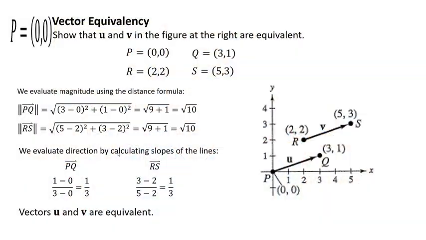Welcome back. Well, this is another instance in which you are calculating magnitude and direction of both vectors to see if these two things are in fact equivalent. PQ and RS both have the same magnitudes here at the square root of 10, and you found that the slopes are exactly the same, so these things not only have the same magnitude, they also have the same direction. Vectors U and V are equivalent.